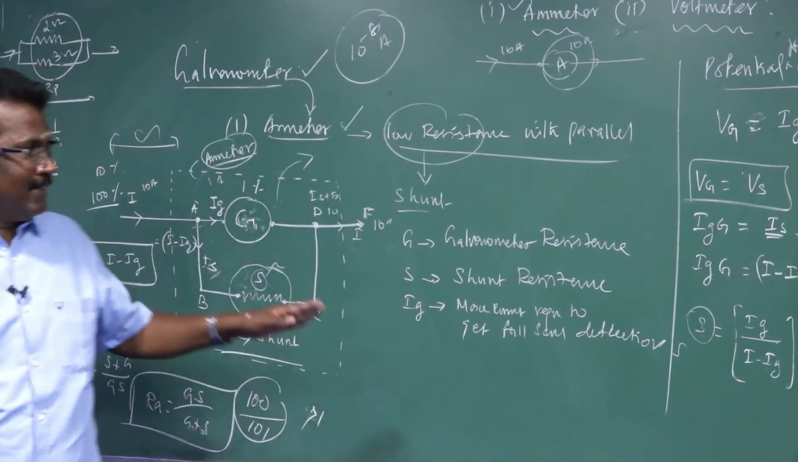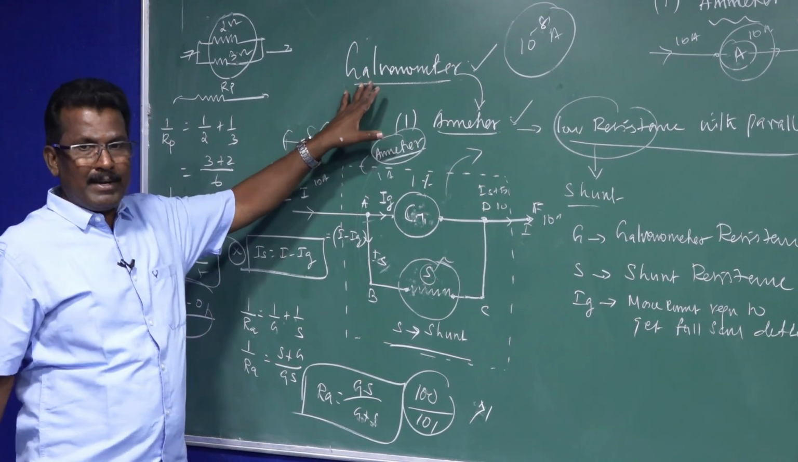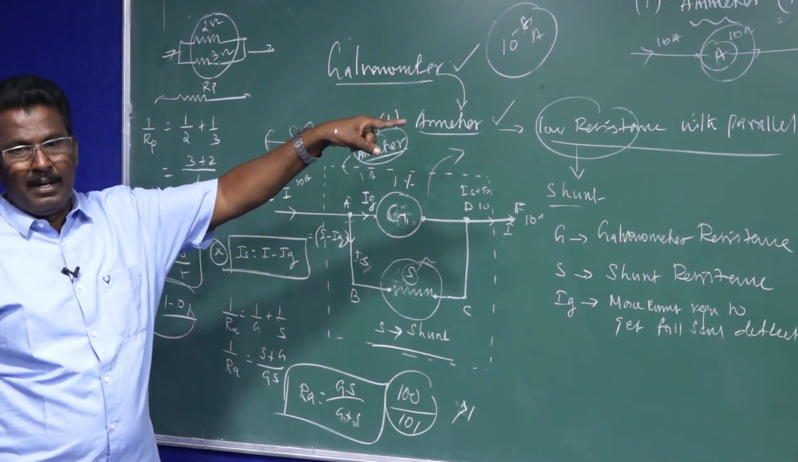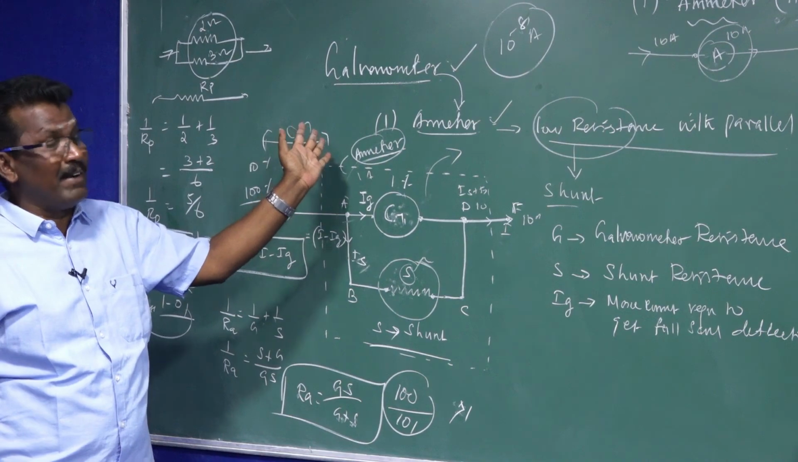So far we have discussed how the galvanometer can be converted to an ammeter. In the next class we will discuss how the galvanometer can be converted into a voltmeter.